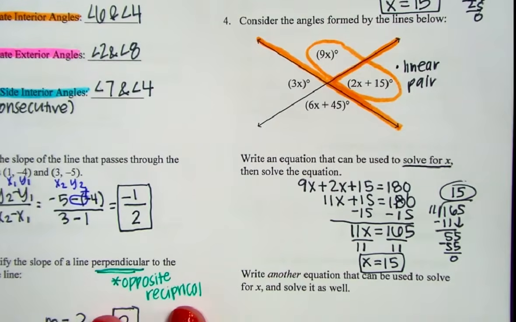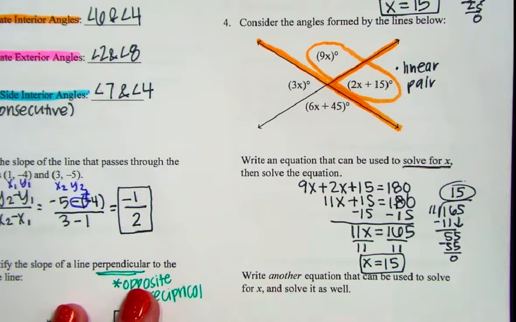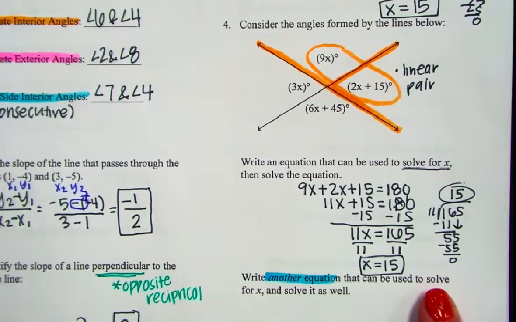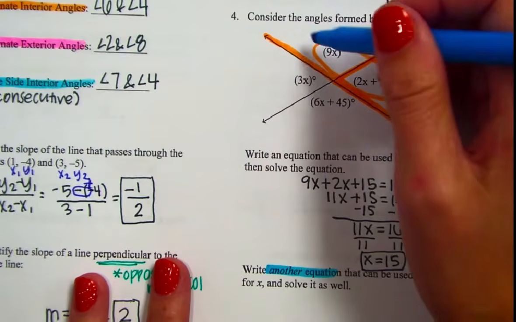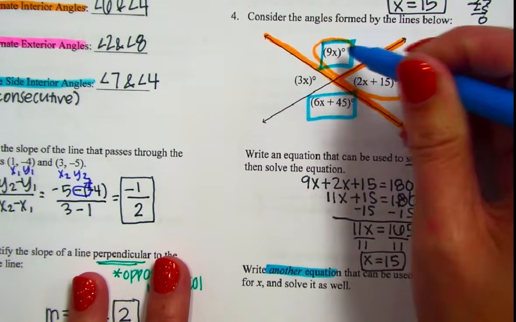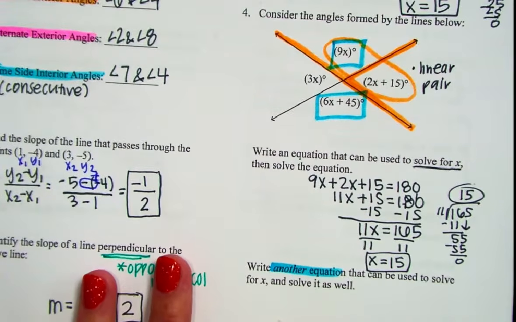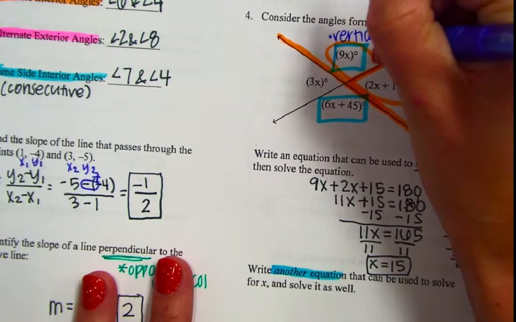So that is one equation we can get from this figure. We're going to write another equation using two other angles to solve for x. So I'm going to go ahead and look at vertical angles. I have 9x and 6x plus 45. Those angles are vertical, and we know that vertical angles are congruent. So I can set up my equation that way.